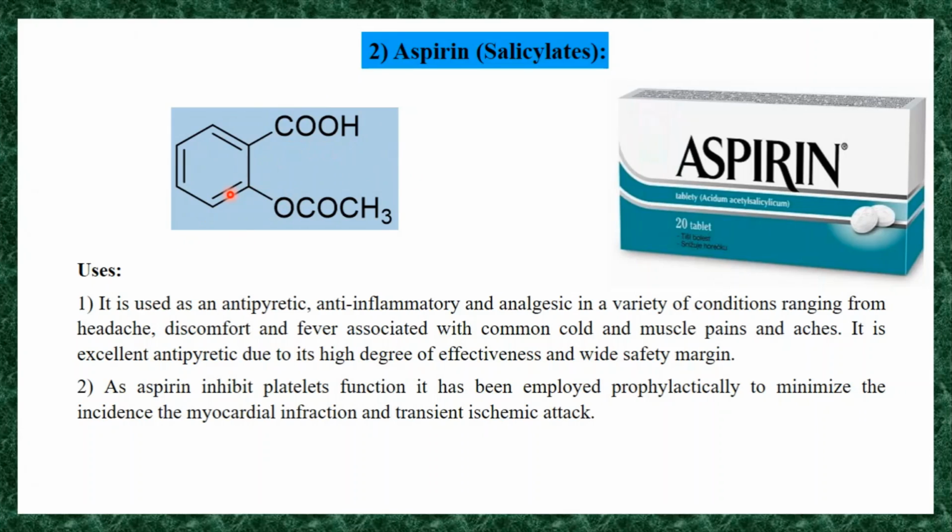This is the structure of aspirin. The salicylates were among the first analgesics to get recognition, and aspirin was introduced in medicine by Dreser in 1899. It is a white crystalline powder, slightly soluble in water, but soluble in alcohol, chloroform and ether.